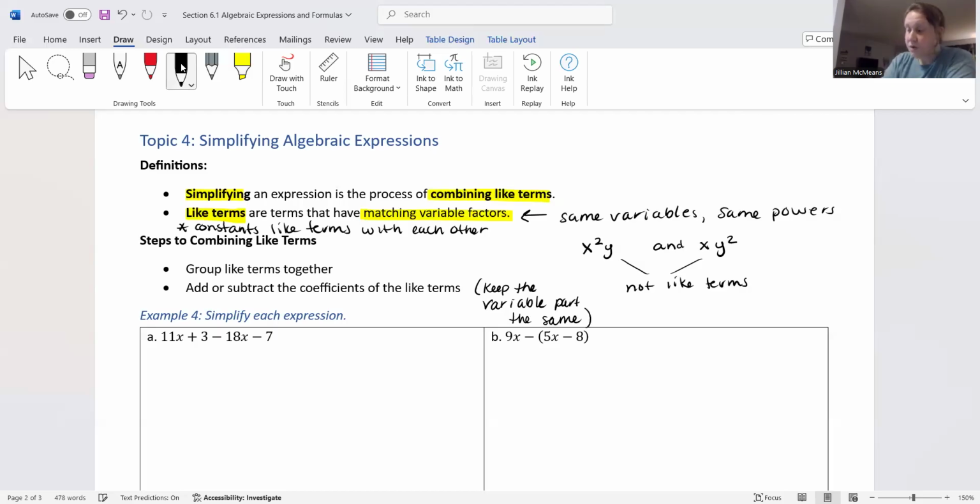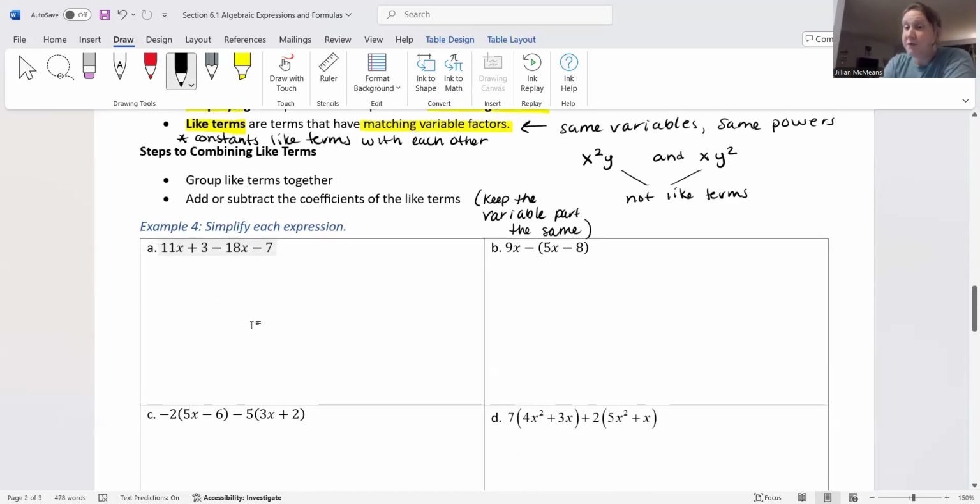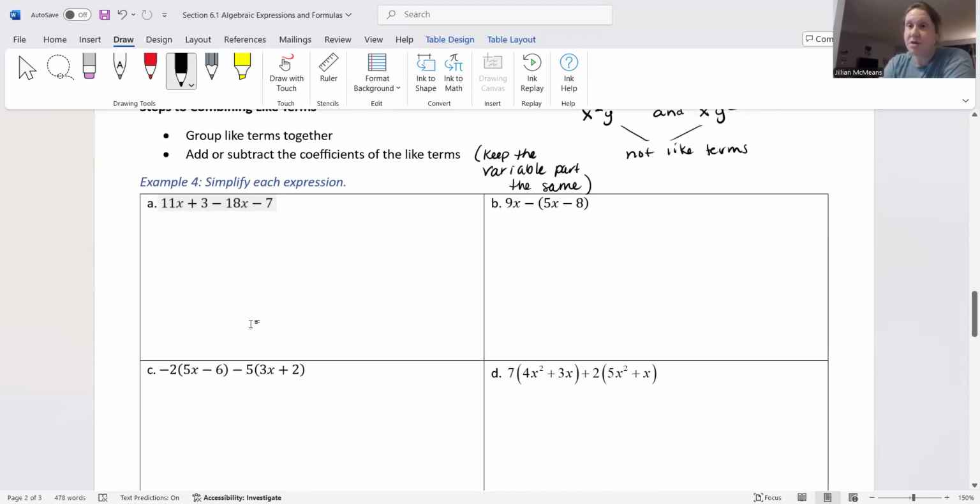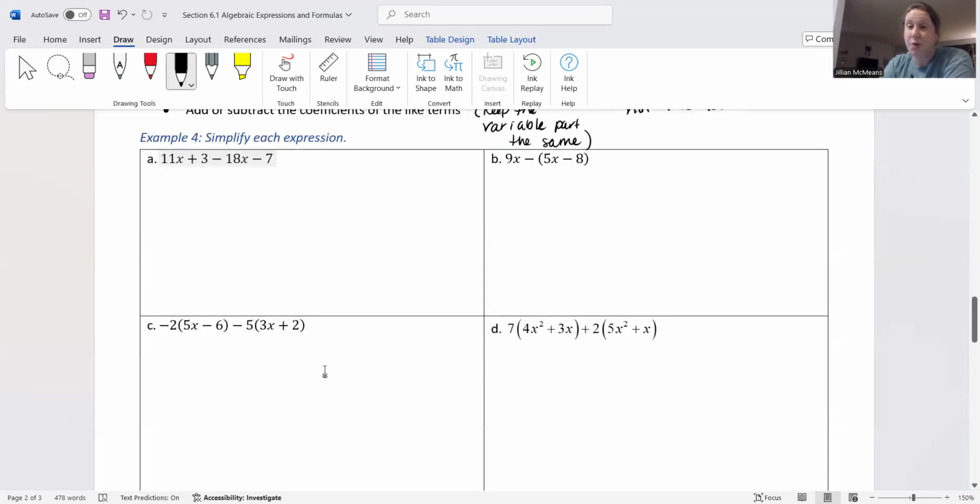Okay? So let's practice. Example 4 says simplify each expression. I did give us 4 of these, okay? In the other situations we only did 2 examples, but I really want to make sure you get plenty of practice with this one, so we're going to go 4 examples, okay? So part A, it says that we have 11x plus 3 minus 18x minus 7. We have 2 different sets of like terms, okay? We have x terms, and then we have constant terms, okay? So we have 2 different pairs of like terms here.